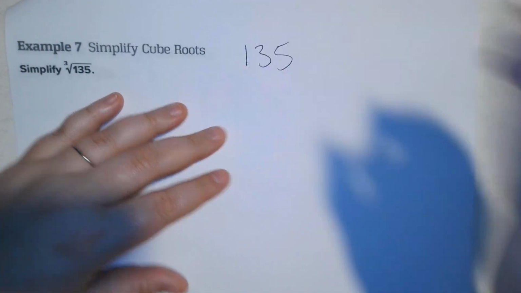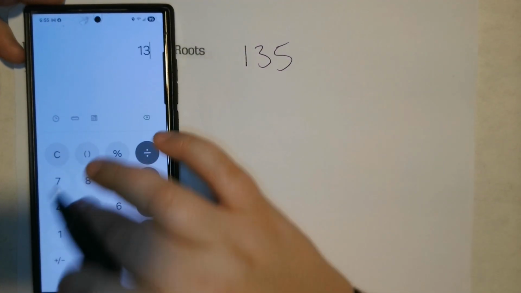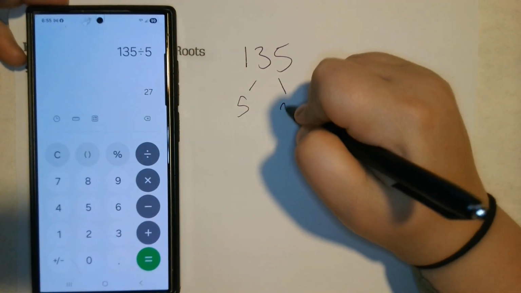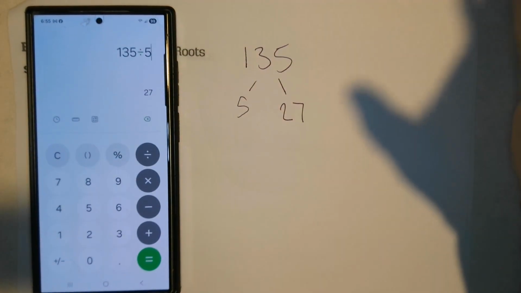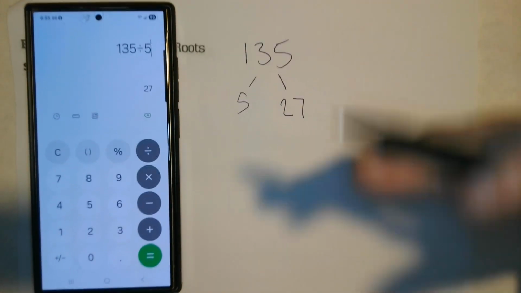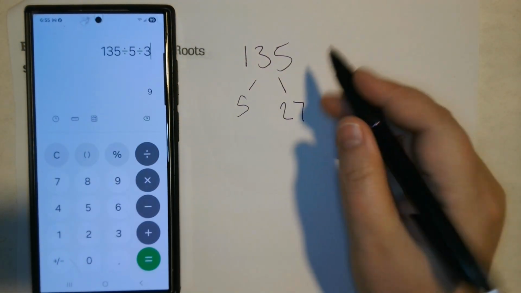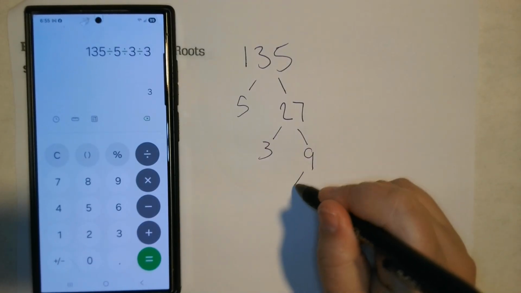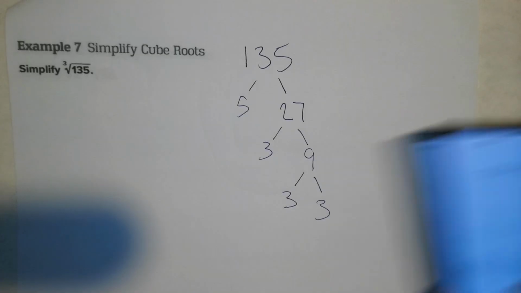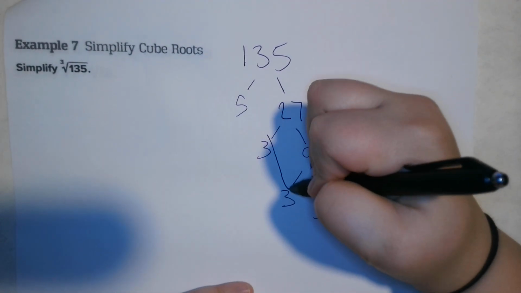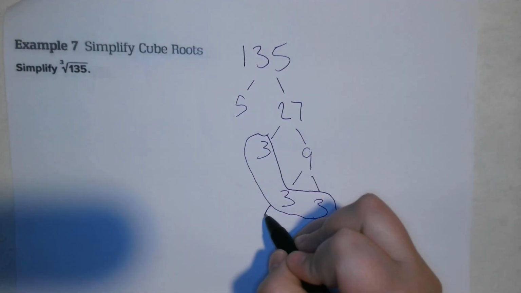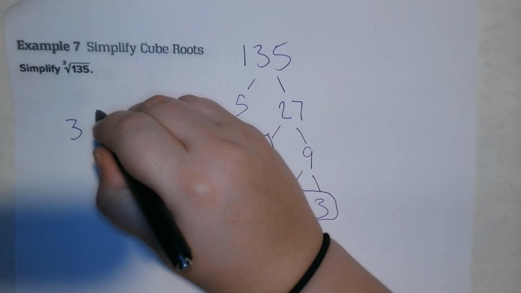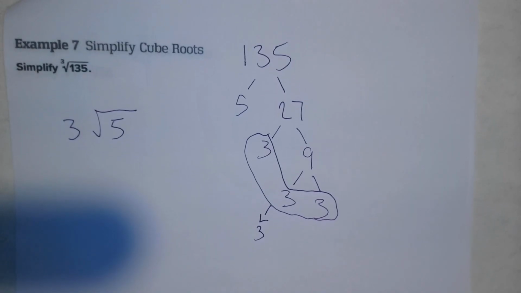I've got 135. It ends in a 5, so it's divisible by 5. That gets me 27. Ooh, I should have started with 3. It's okay. These don't have to be in order. That's how my brain likes to do them. I know that 27 is divisible by 3. It gets me 9. I know that 9 is divisible by 3. And it gets me 3. Well, looky-loo there. Groups of 3. 1, 2, 3. So I'm going to pull out a 3 on the outside. And I'm going to have a 5 left over on the inside of my radical.